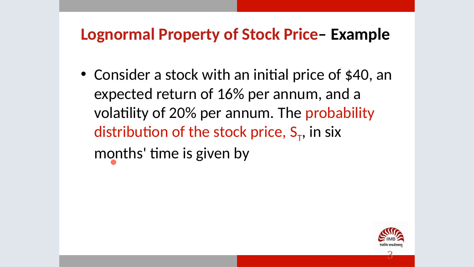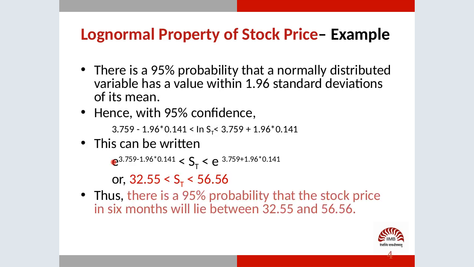Now, what is this? This is a simple example. What am I doing? I'm saying let the initial price be $40, expected return of 16% per year, and a volatility of 20% per year. What is the probability distribution of the stock price? Simply go and plug it in. Your price is 40 plus your return is 16% per year, so that is 16% of 40 in 6 months, plus your volatility is 20% of 40 in 6 months, and therefore you are given the outcome that you can see in the slide.